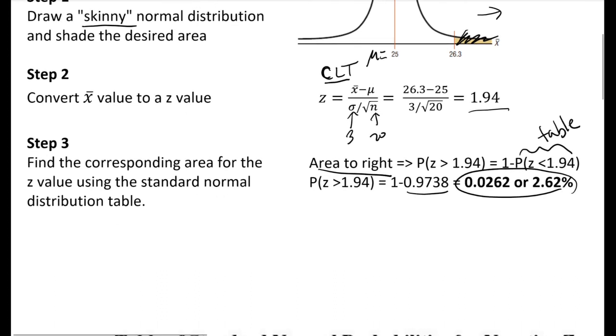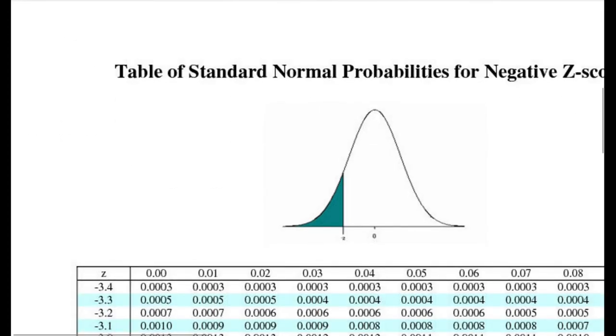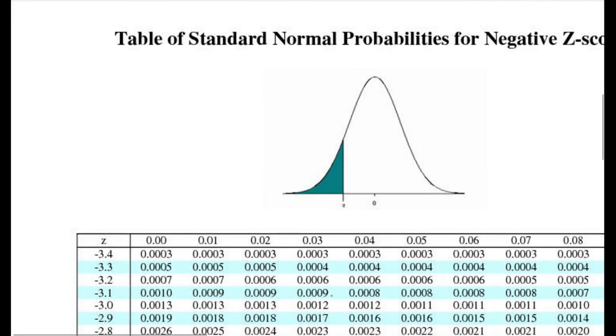We're going to show you the table just in case you want to see how that looks. Remember, we're looking at 1.94, so we look at 1.94 on the z chart. Remember, the z chart just gives you the area to the left, which is why we need to do the 1 minus to get the area to the right.